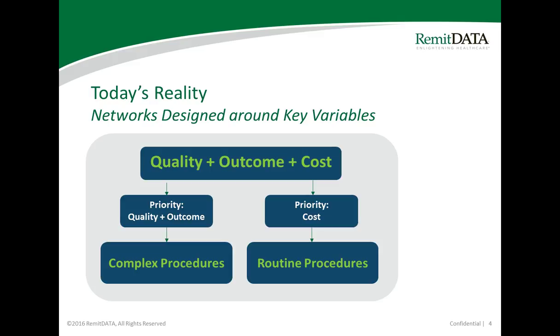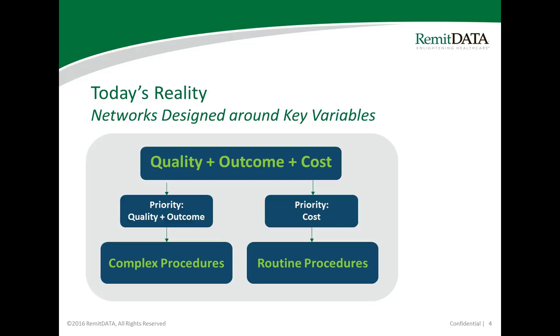As you all know, successful narrow networks are designed with a unique mix of variables that factor in quality and outcomes measures, member choice, and of course cost. But the right balance of these variables is going to change based on the particular services or specialty that's in question. For example, quality and outcomes might be weighed very heavily for complex procedures, certainly things like cardiac surgery or, say, organ transplants, to take an extreme example.